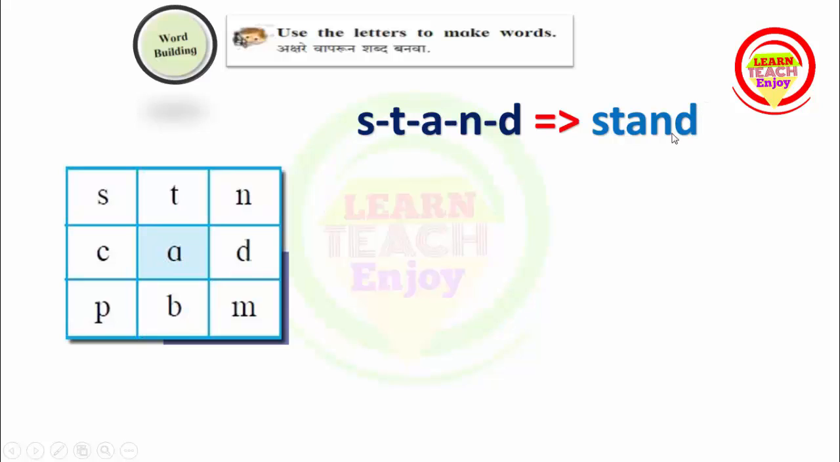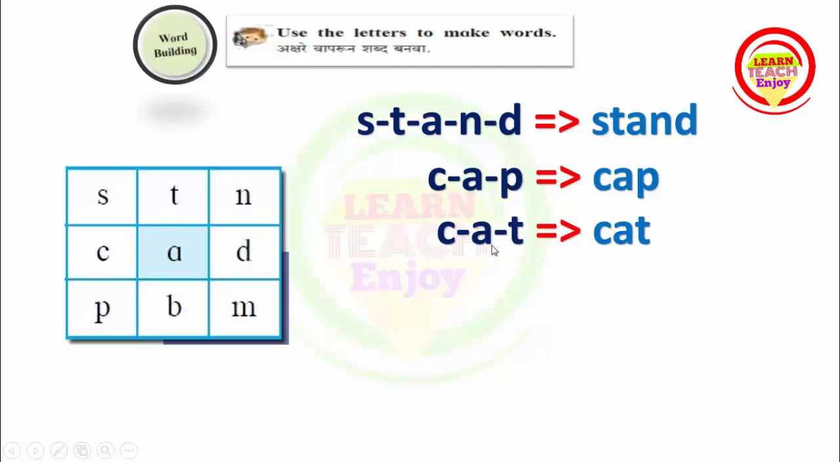We take first chart here. Now we try to make meaningful words here. अर्थपूर्ण शब्द बनवूया. Let's see. We write here first teacher's given example STAND, stand. Second also we use teacher's example given in page CAP, cap. Cap means topi. Then we can make another word CAT, cat. So we can write CAT, cat.